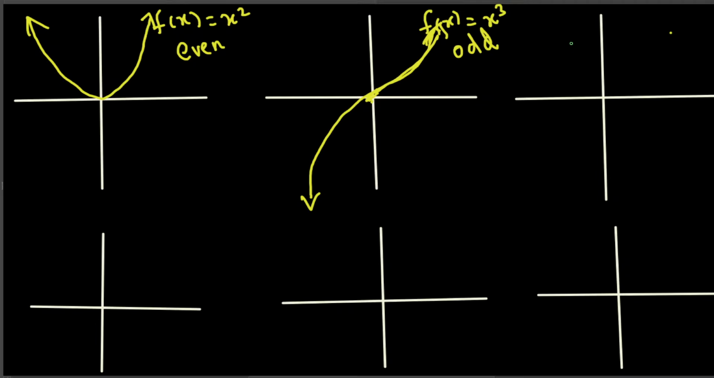Now let's look at this one. f of x is equal to 3. You know, f of x is actually y, so y is equal to 3. It means we have 3 right here, and this is a straight line at 3. You can see this is symmetric around the y-axis, because if you cut it in half, the negative x-axis and positive x-axis have the exact same values. So this is symmetric around the y-axis. Therefore this is an even function.